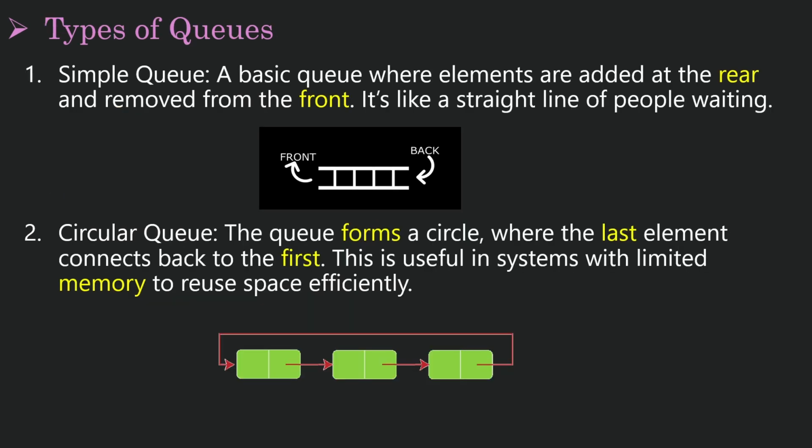Types of queues. There are several types of queues, each with unique features. Let's go through the main ones. Simple queue. A basic queue where elements are added at the rear and removed from the front. It's like a straight line of people waiting.